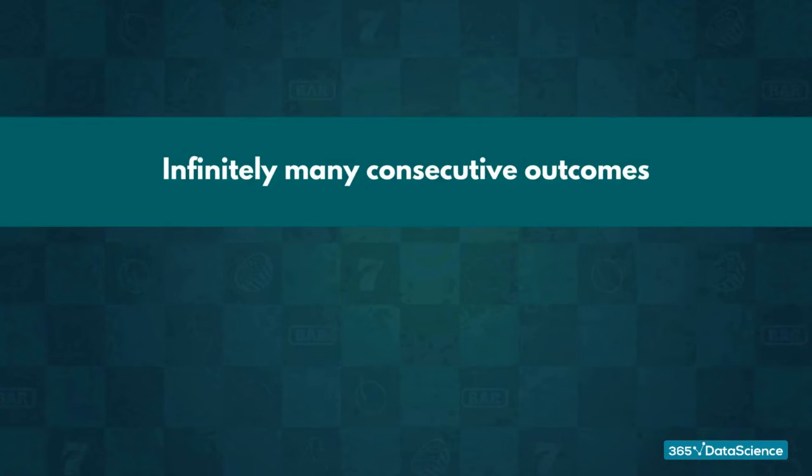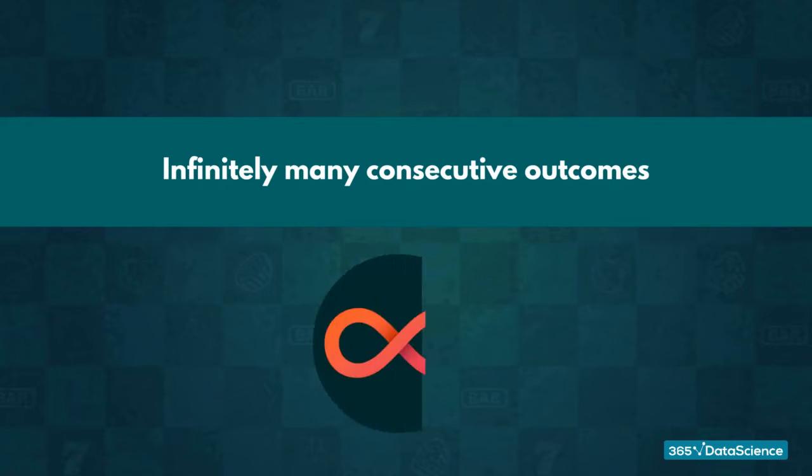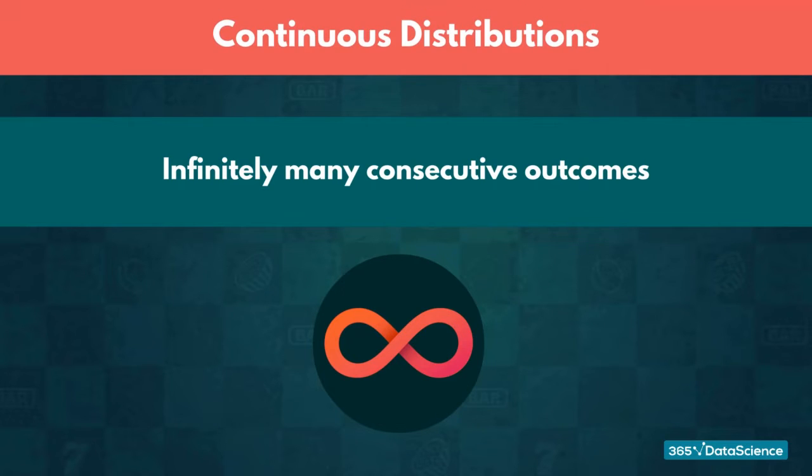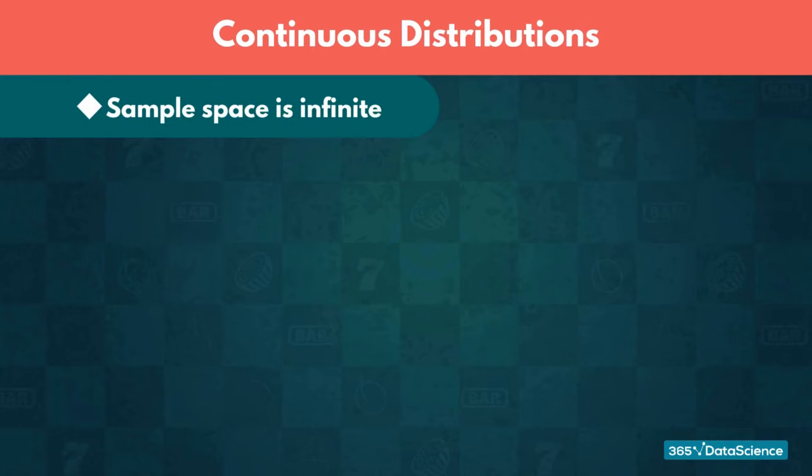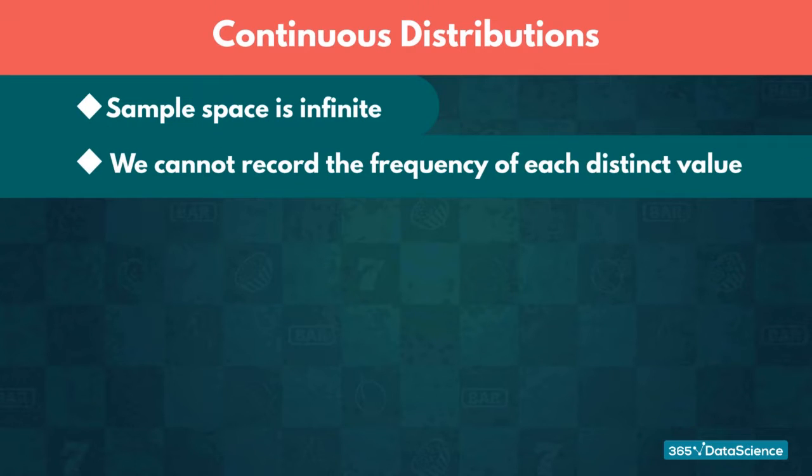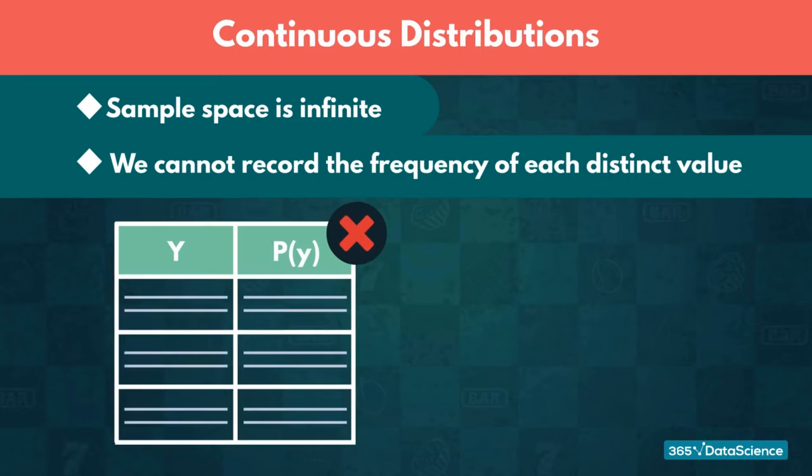Hello again. When we started this section of the course, we mentioned how some events have infinitely many consecutive outcomes. We call such distributions continuous, and they differ vastly from discrete ones. For starters, their sample space is infinite. Therefore, we cannot record the frequency of each distinct value. Thus, we can no longer represent these distributions with a table.